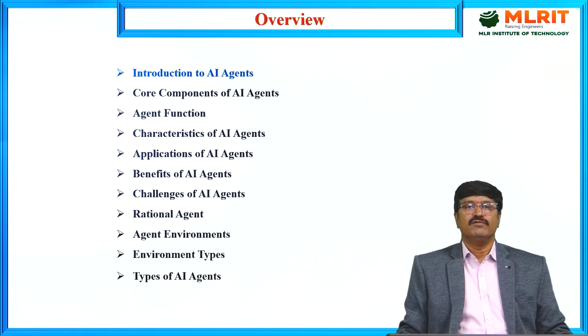The overview is, today I'm going to cover these things: introduction to AI agents, core components of AI agents, agent function, characteristics, applications, benefits, challenges, what a rational agent is, agent environment types, and types of AI agents. These are the things I am going to cover in today's video.